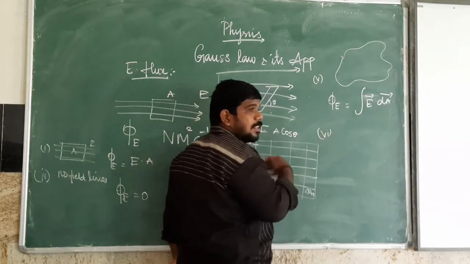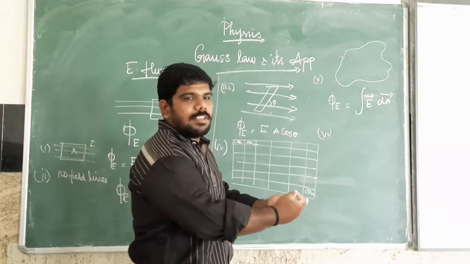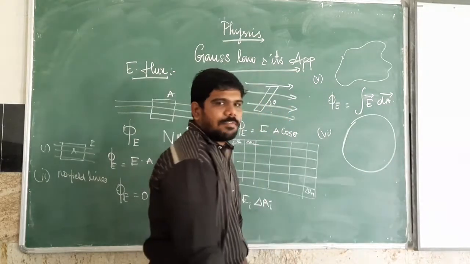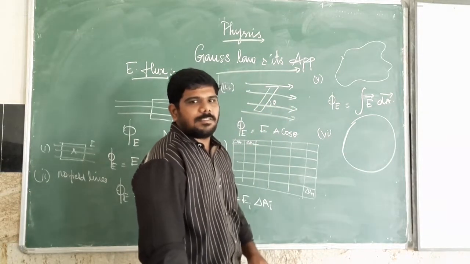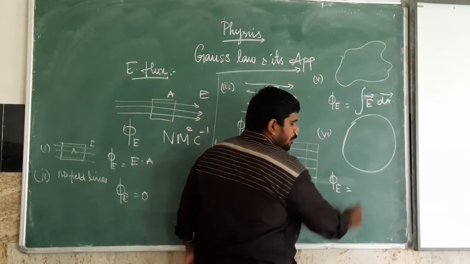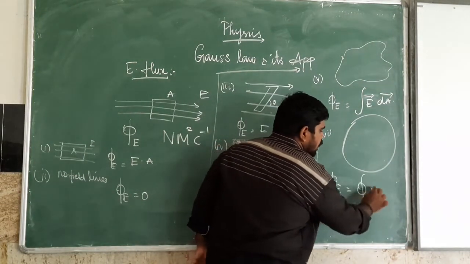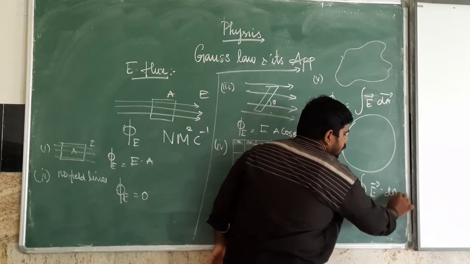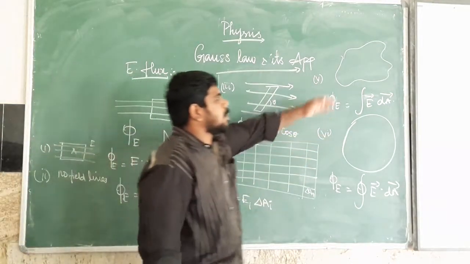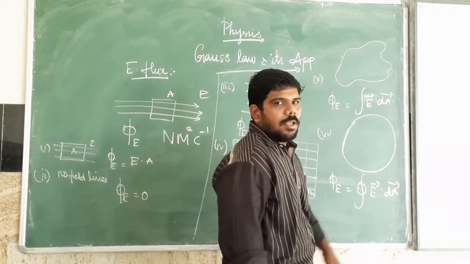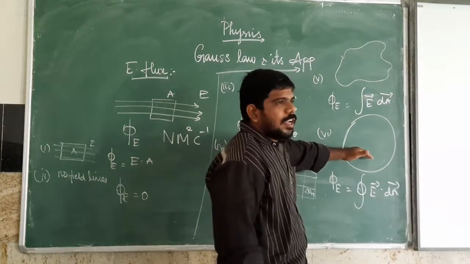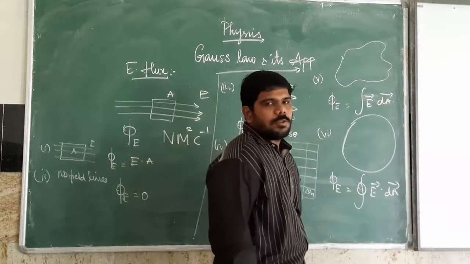The last point: we are assuming a surface, and if the surface is a closed surface, what assumption do we take? The total flux phi of E is equal to the closed integral of E vector dot dA vector. Here we take it as a curved surface, this will be a closed surface, so we take it as a closed integral.